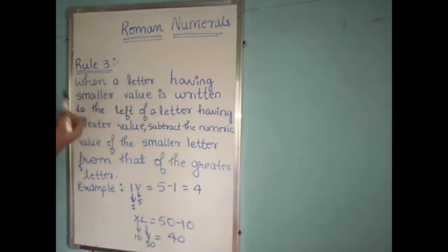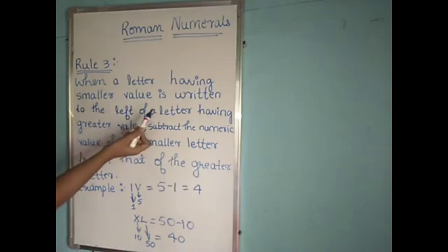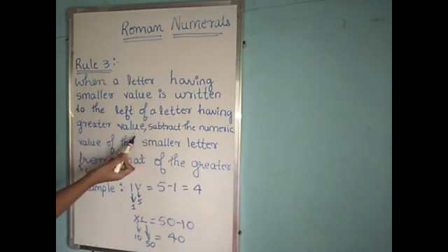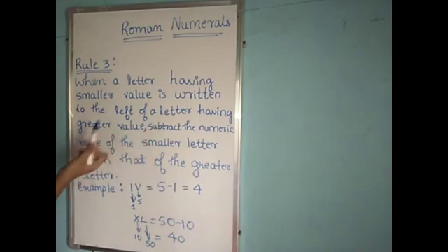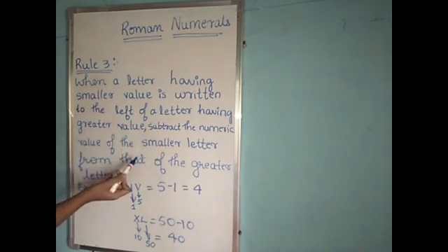When a letter having smaller value is written to the left of a letter having greater value, subtract the numeric value of the smaller letter from that of the greater letter.